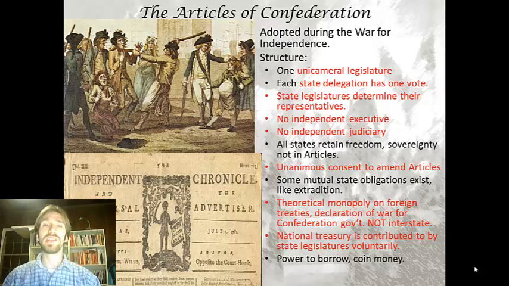The system that it sets up doesn't need an independent executive or an independent judiciary. This again makes sense. They're going to rely on the 13 separate executives of the 13 separate states to carry out their will, and their laws will be enforceable by the 13 separate judiciary systems. Again, makes sense.